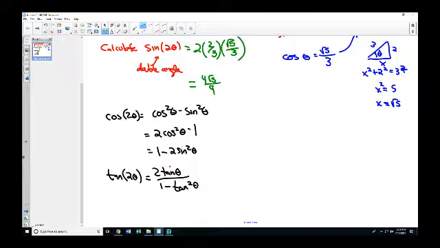So double angle identities are used when you're given a non-unit circle coordinate. That's the key. And we're using it to find something else. I'll be honest with you, those aren't used very often. Again, use your unit circle knowledge and practice the processes.